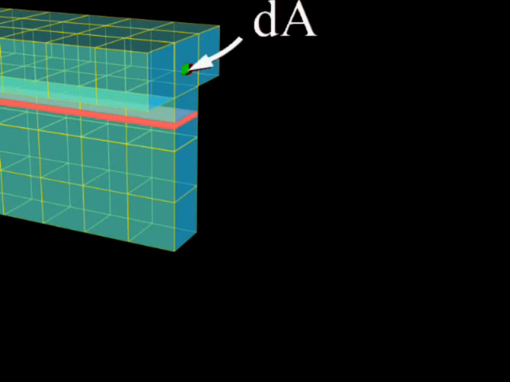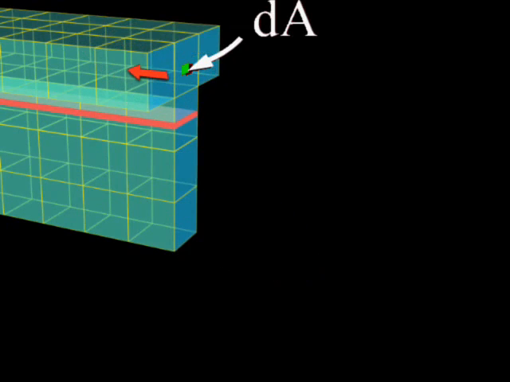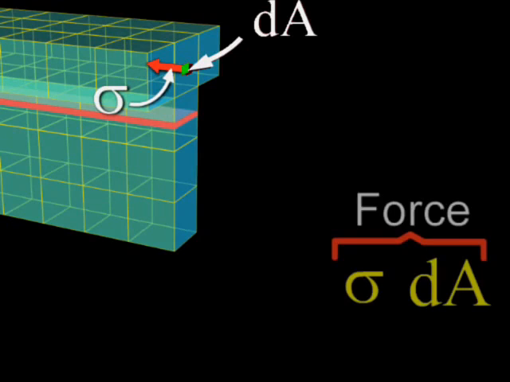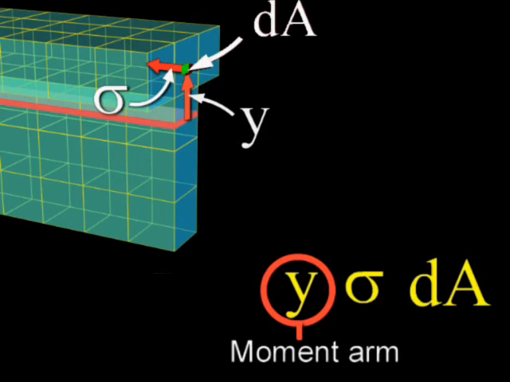For example, this area dA carries a compressive stress of this amount. This produces a force that acts at a moment arm y to produce a moment.